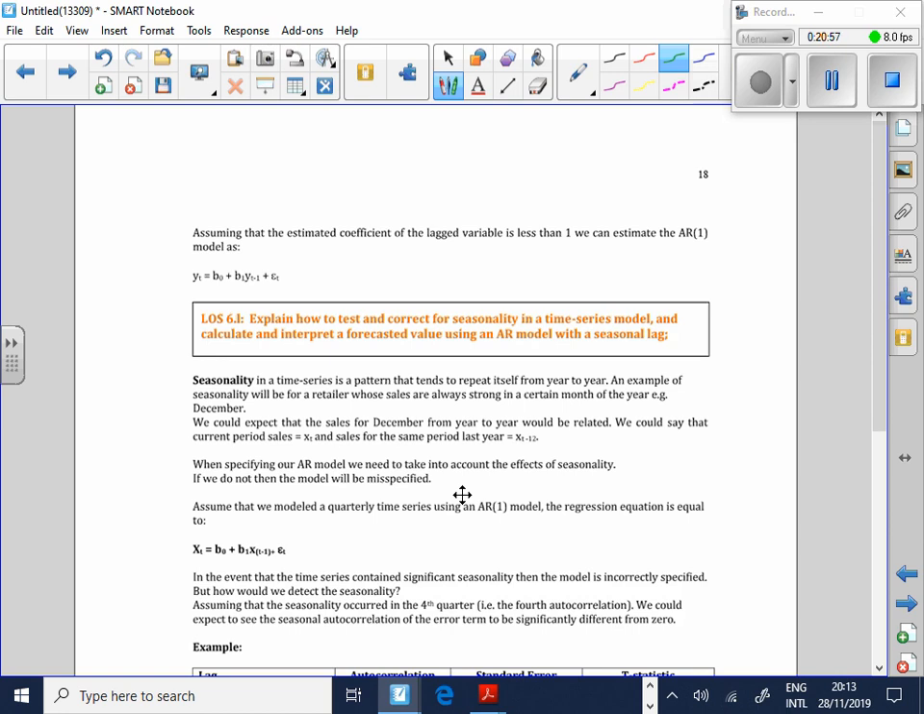Assuming that the estimated coefficient is less than 1, in other words, that B1 is less than 1, I can use AR again, can't I? I'm back to my normal AR model again, because the minute B1 is less than 1, it's not a random walk, it's not a unit root, it is covariance stationary, and happy am I.